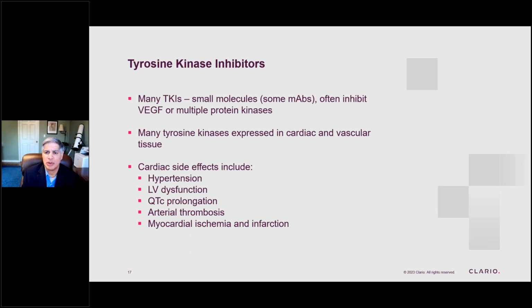Many of the TKIs are small molecules, so they'll circulate in the heart and other tissues, although now there are more that are monoclonal antibodies. And it'll inhibit vascular endothelial growth factor as well as other kinases. Tyrosine kinases are expressed in the myocardium and the vascular tissue as well. So this is why they might have effects on both the heart and the vasculature.